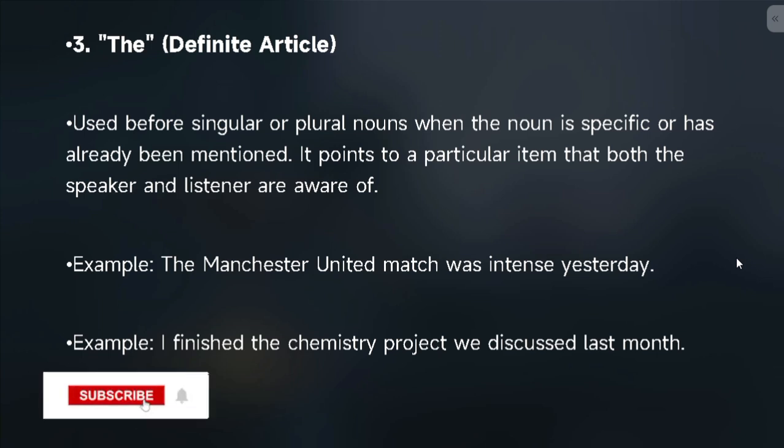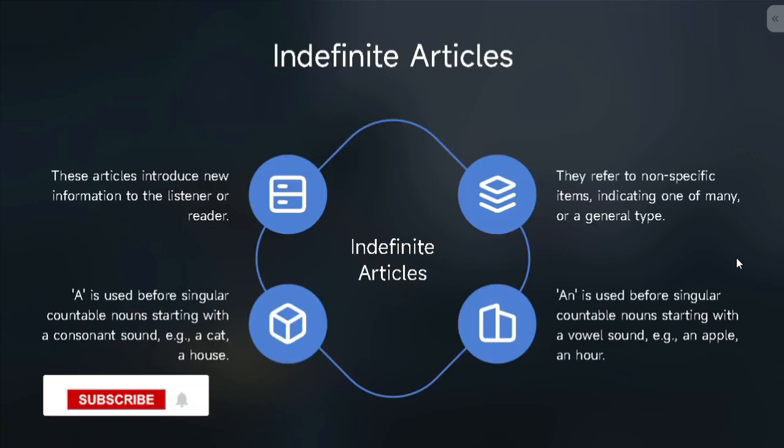So why has the word the been placed before chemistry? Because we are trying to talk specifically about the subject chemistry. You must be having a lot of other projects, other subjects' projects, but in this case we are specifically stressing on chemistry. Let's move on. Now let's move on to the indefinite article.